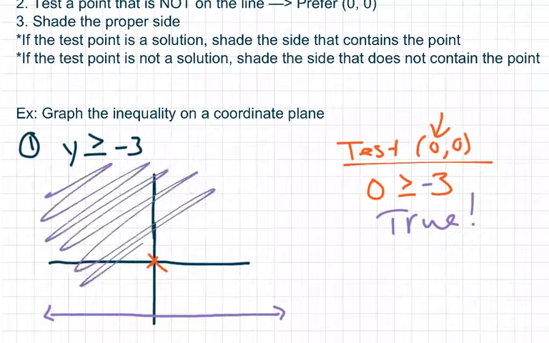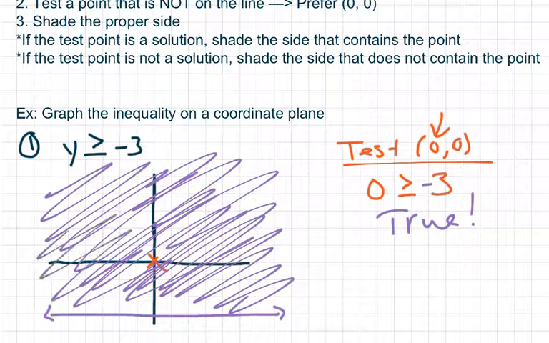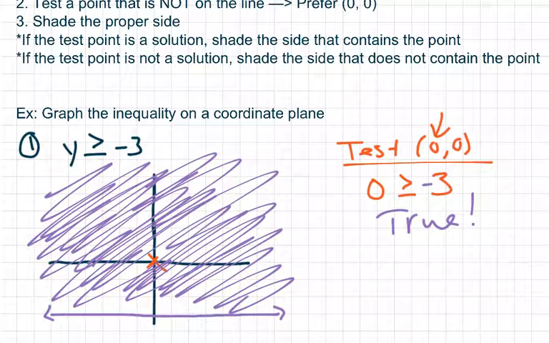So I'm just going to shade, and this is what it looks like when you hand shade. Just sketch in the side of the line that contains all the points. If you want to use a highlighter or a colored pencil or something, feel free. If you just want to use your pencil, you can do that too. That's perfectly fine.